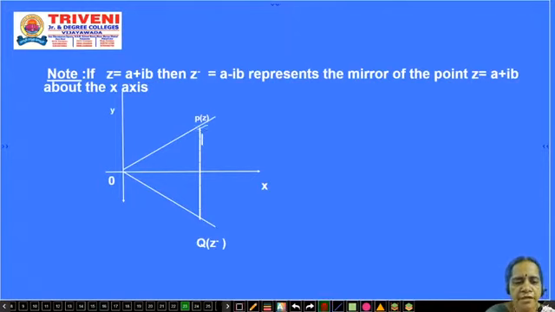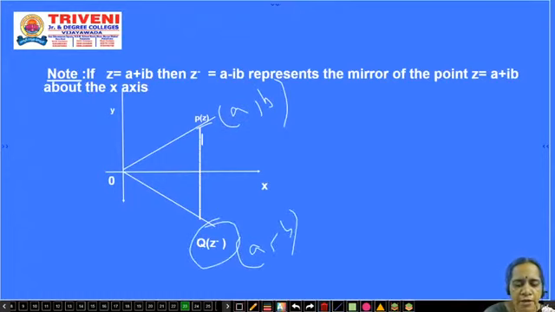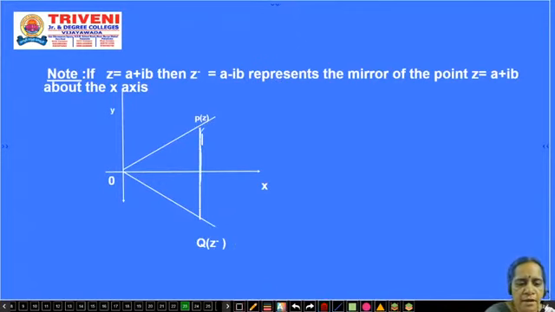Suppose P of z, what is the point here? P of z is a comma b and P of z bar is a comma minus b. What is the point here? P of z bar is the mirror of the point P of z. P of z is equal to a comma b, P of z bar is a comma minus b. How can you say that a comma b and a comma minus b are mirrors about the x axis? The real part is the same, but the imaginary part is b here and minus b here. This is the mirror of z about the x axis.